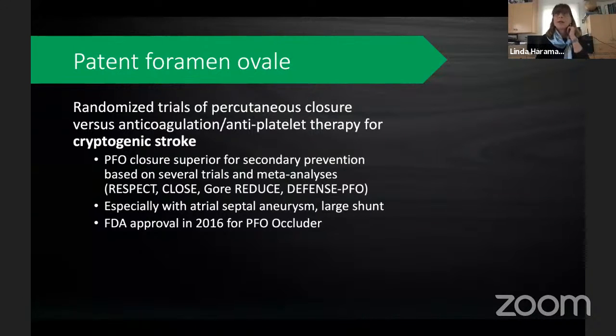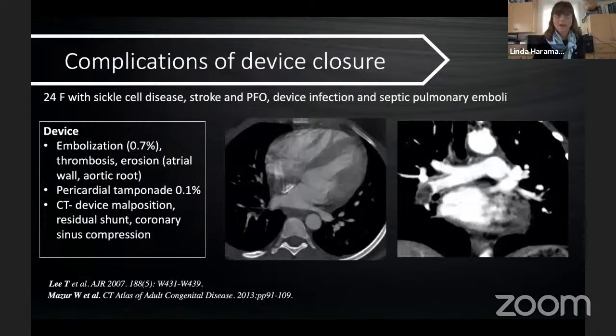So in the setting of cryptogenic stroke, PFO closure is a current standard and it's indicated. And the FDA approved the PFO occluder in 2016. And after that, it's really taken off as a more common procedure, and we see it more often. So what are some complications of device closure?